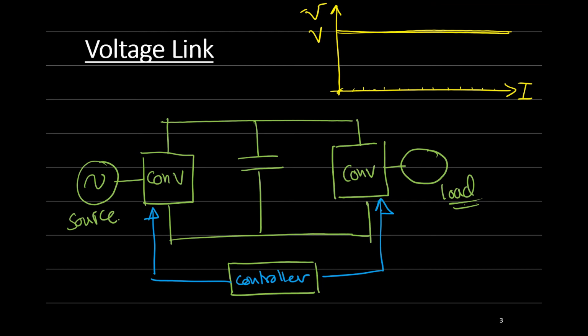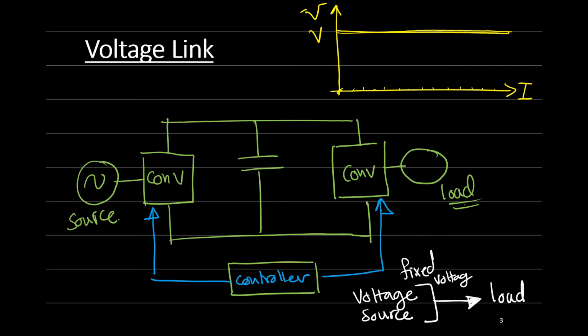So usually the voltage source is connected to a load. So here fixed voltage, and on the other side we have variable current.